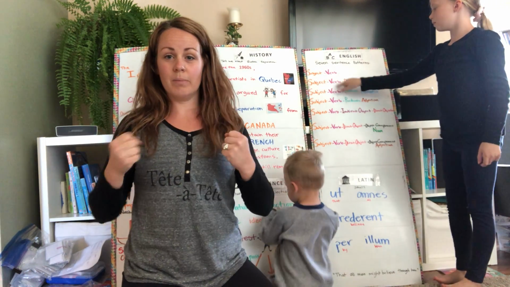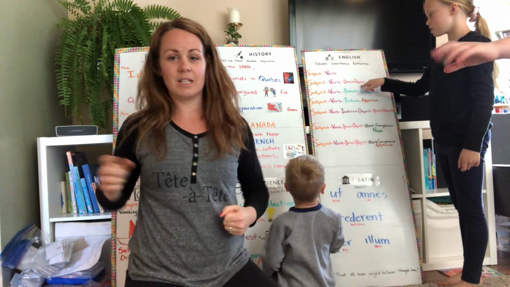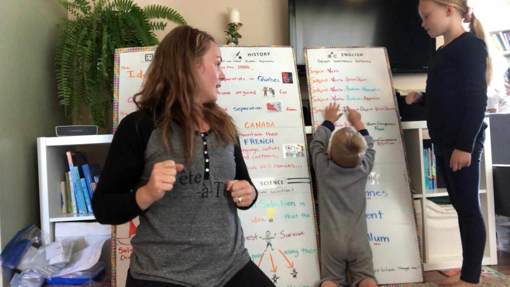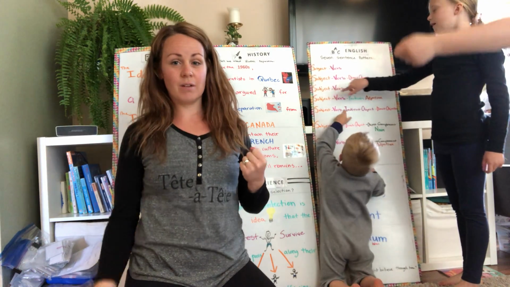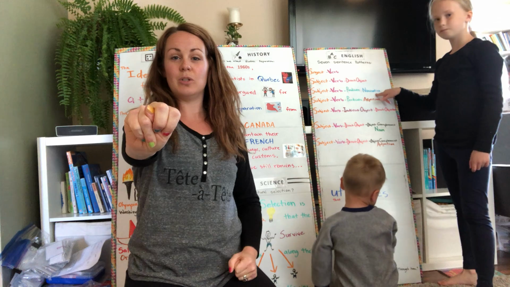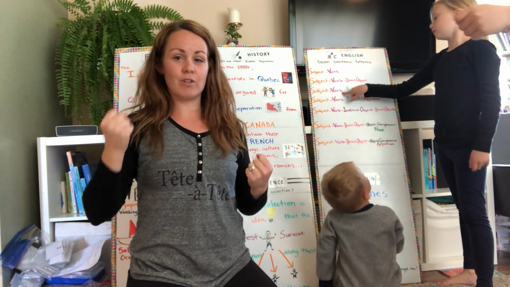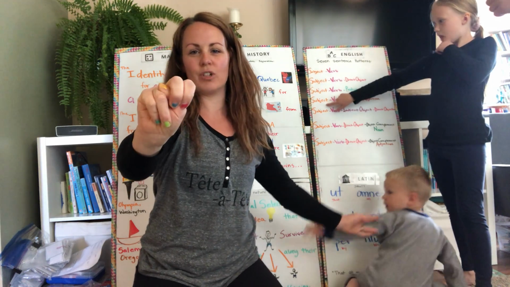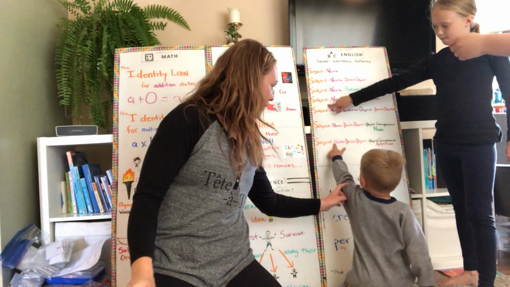Subject, verb, direct object. Then we had subject, verb, predicate nominative. Now you. Subject, verb, predicate nominative. And we're doing an N for nominative.